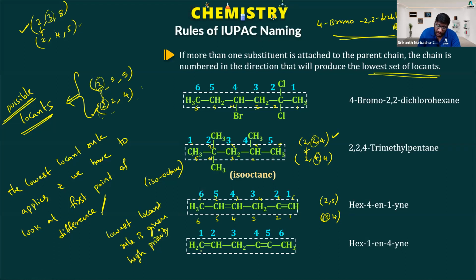Next compound: CH2 double bond CH, CH2, C triple bond C, CH3. Again, based on the lowest locant rule, obviously you have to give the first number to the double bond system: 1, 2, 3, 4, 5, 6, and you have to write hex-1-en-4-yne, because on the first carbon you are getting the ene, and you always write yne at the last. Is that clear, students?